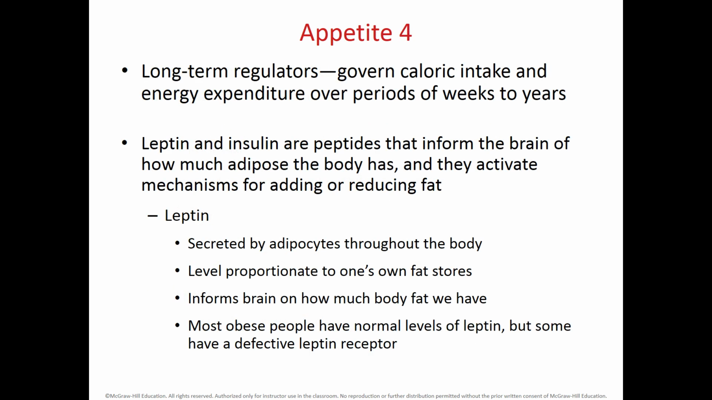Now we also have long-term regulators of appetite that work over a period of weeks up to years, like leptin and insulin. So leptin is a hormone that is secreted by the adipocytes, and it will tell the brain how much body fat we have, and actually helps to suppress appetite. In general, we secrete this hormone while we are, sorry, when we are sleeping.